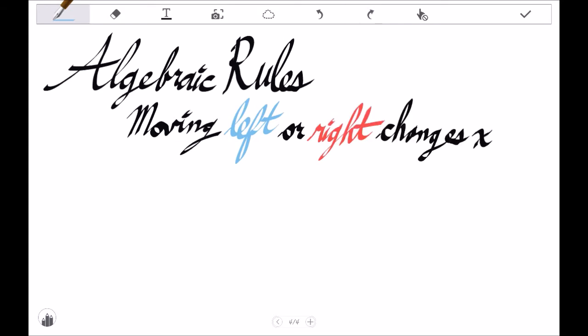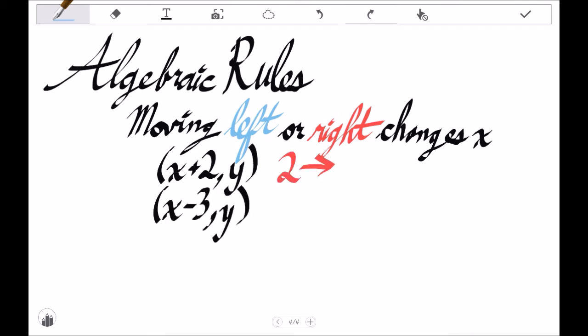Moving the figure left or right changes the x-coordinate. For example, (x + 2, y) will move the figure 2 to the right, and (x - 3, y) will move the figure 3 to the left.